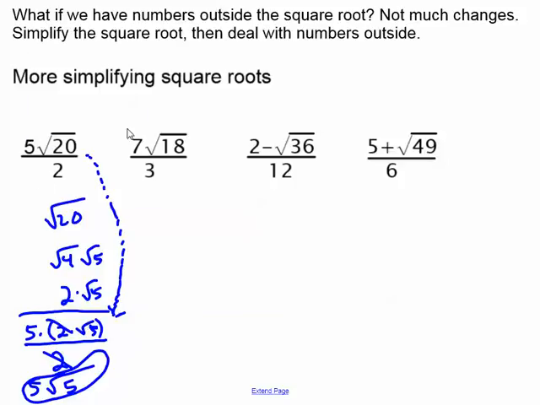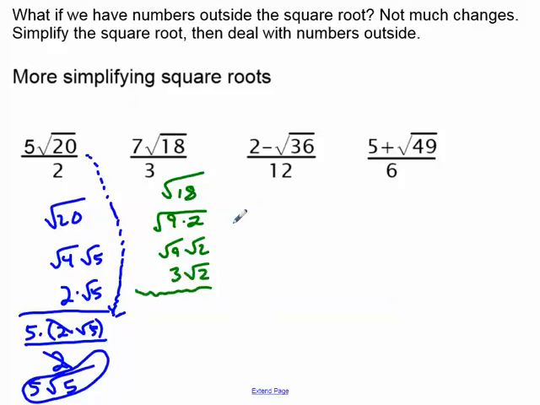7 square root of 18. Well, let's see. Square root of 18. Rewrite that 18 as a perfect square times something else. I know there's a 9 in there. 18 is 9 times 2. Still inside the house. Square root of 9 gets its own house. Square root of 2 gets its own house. Square root of 9 is 3. Square root of 2. So the square root of 18 is 3 square root of 2.